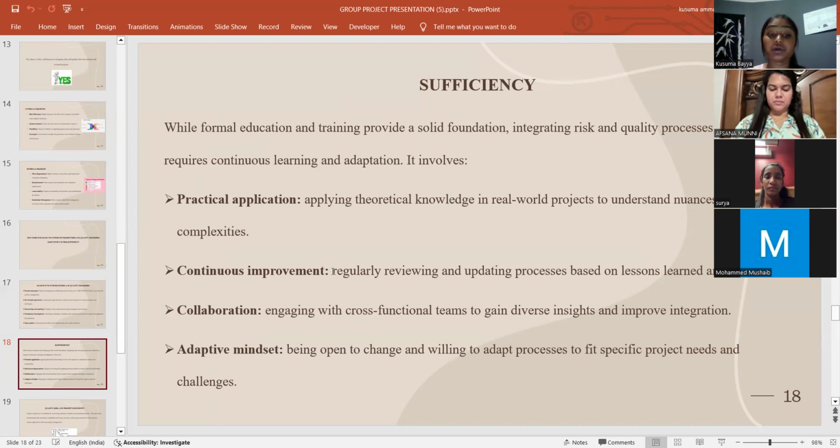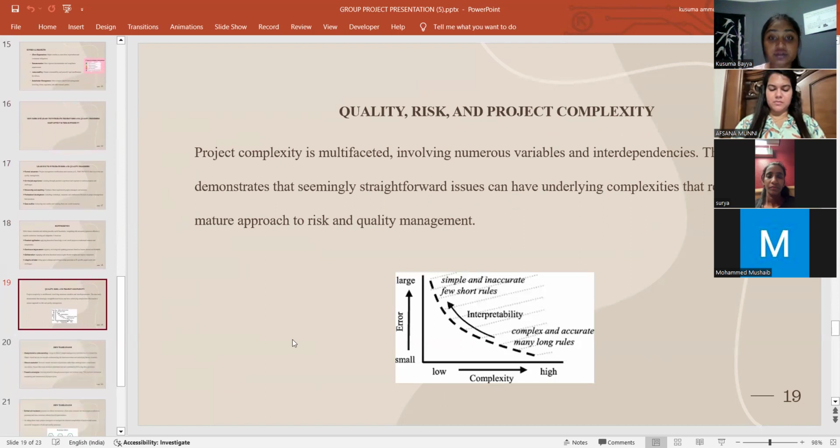When it comes to continuous improvement, regularly reviewing and updating the process based on lessons learned and feedback. When it comes to collaboration, engaging with cross functional teams to gain diverse insight and improve integration. When it comes to adaptive mindset, being open to change and willing to adapt the process to fit specific project needs and challenges.